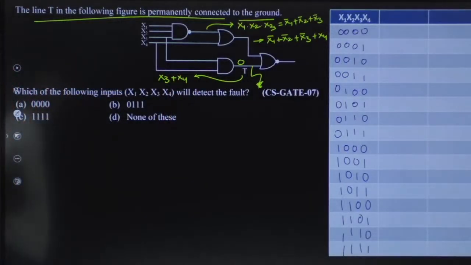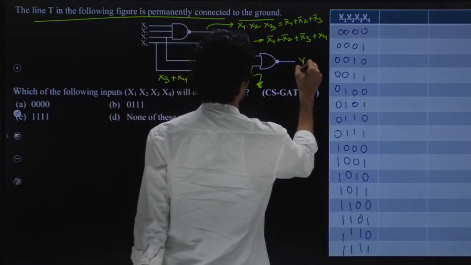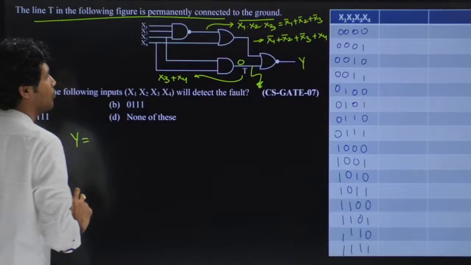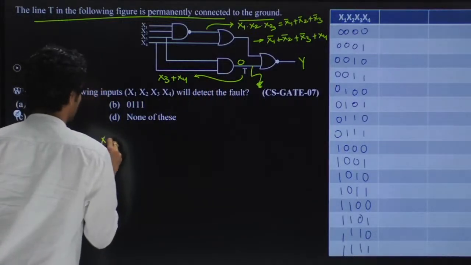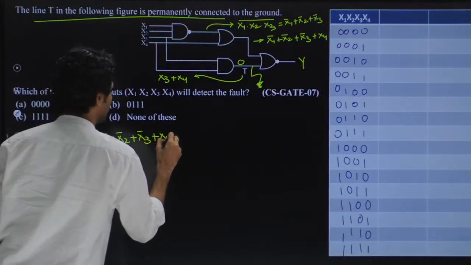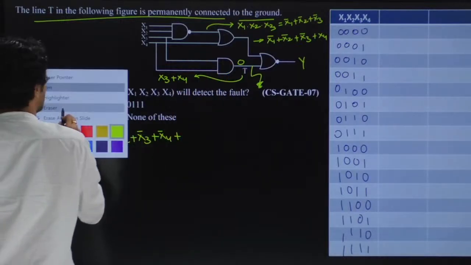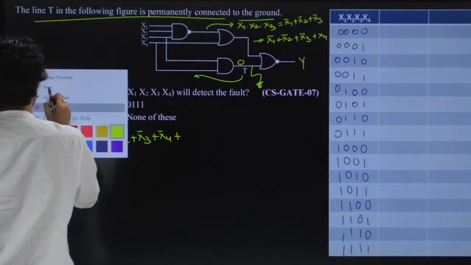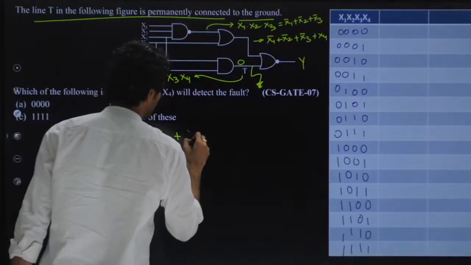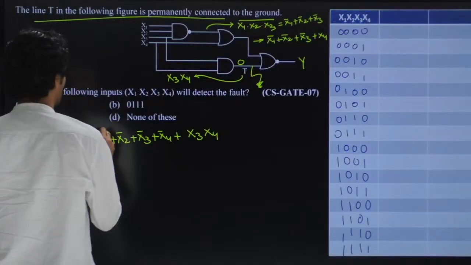Finally, what is the value of the output? If I call the overall output y, what is the value of y, assuming there is no fault? The expression is x1 bar plus x2 bar plus x3 bar plus x4 bar plus the second one. Sorry, this is an AND gate, my mistake. So we can write this as x3 into x4, and then you have to take the whole complement of this.